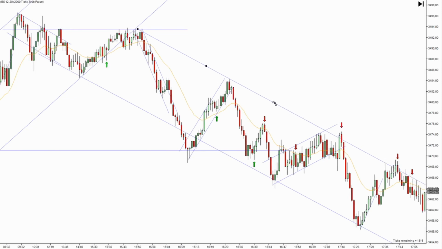I'm going to make it a little bit better. By the time we got here, this is a third bounce of this trend line. This trend line got confirmed here, and this is a third bounce of the trend line.